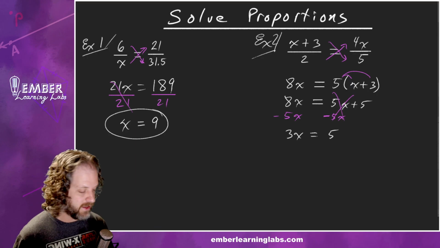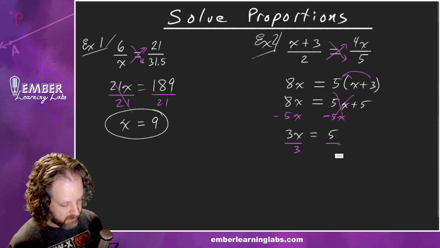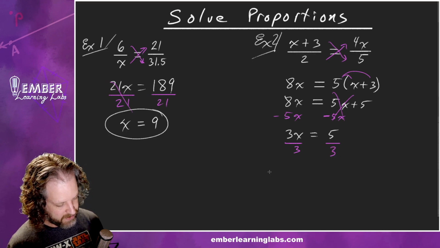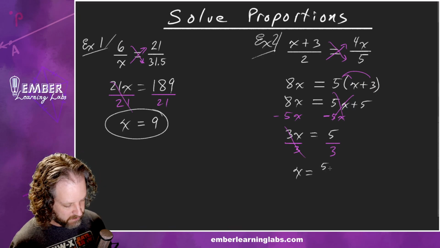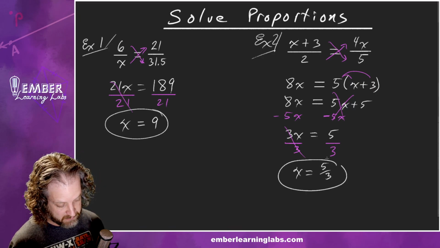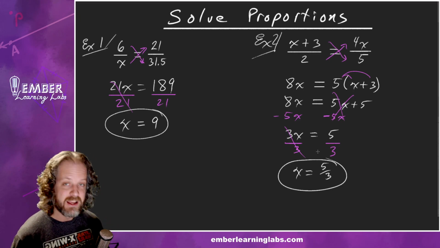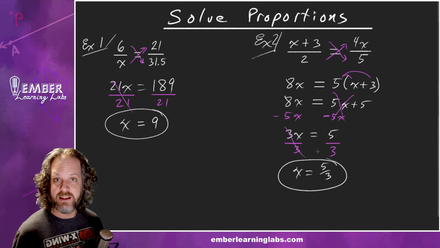Now we've got a 3 on there. It's multiplied times x, so we're going to divide by 3. Divide by 3. So x equals 5/3. And believe it or not, that's it for that lesson. This is hardcore review, hardcore going back to middle school. Easy peasy. We got this.